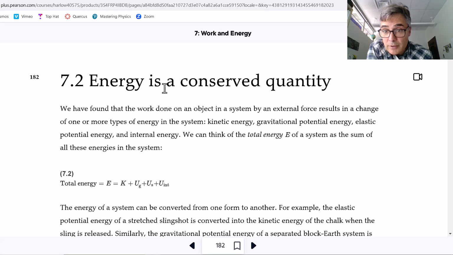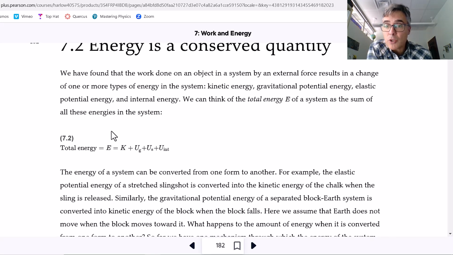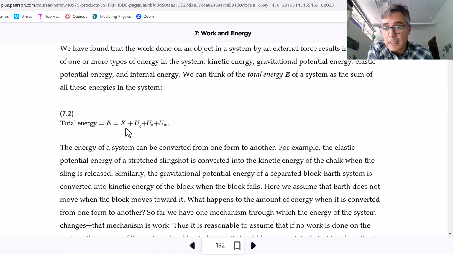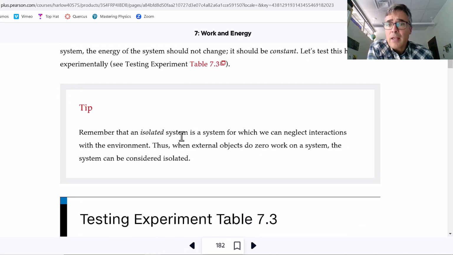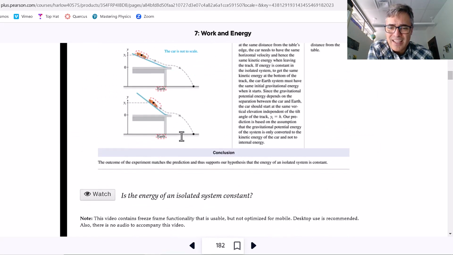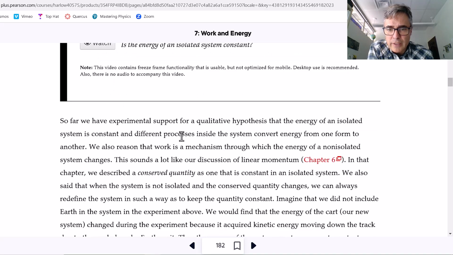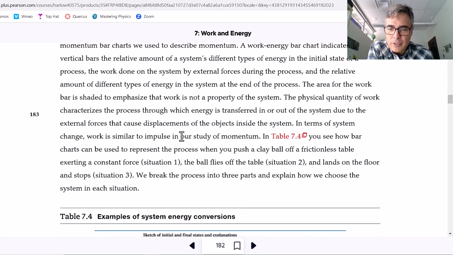Section 7.2 is called Energy is a Conserved Quantity. What that means is that there's some total energy, which is the sum of all the different forms of energy. Here we see E is equal to kinetic, plus gravitational potential energy, plus spring potential energy, plus internal thermal energy. If the system is isolated, meaning that there's no work being done on the system or the system isn't doing any work, then the energy is going to be constant. This is called conservation of energy.